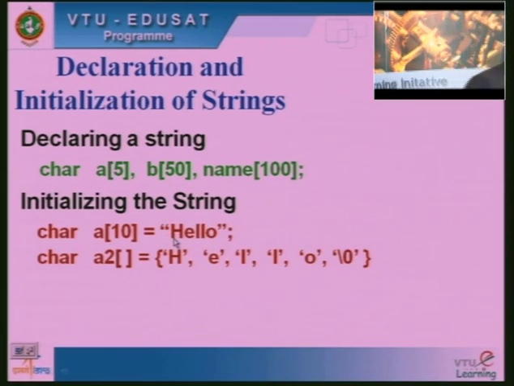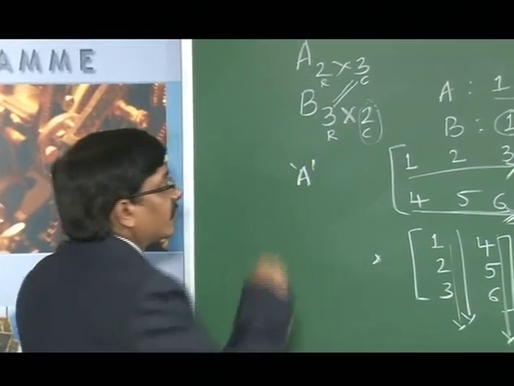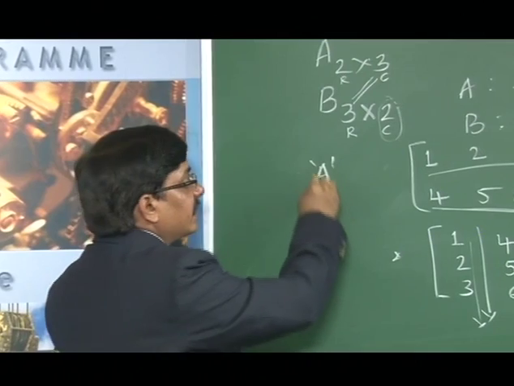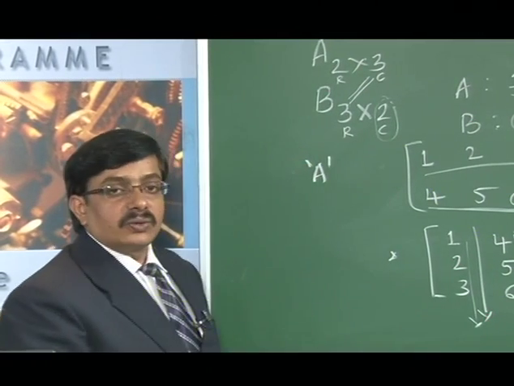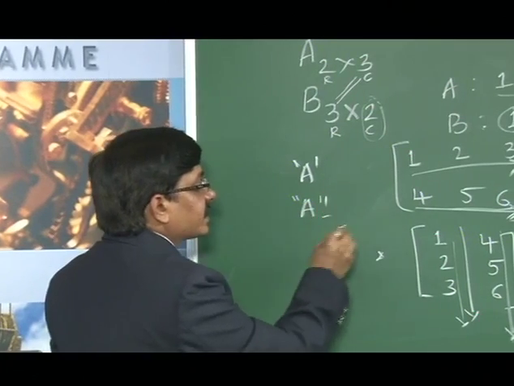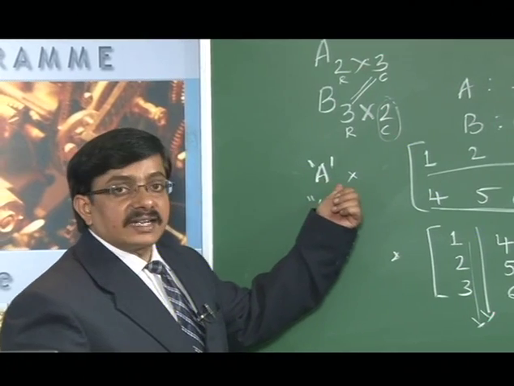One more thing here is, if I have just a within single quotes, then this a is a character. It is not a string, because it is enclosed within single quotes. Now, if I have the same a within double quotes, then this is a string. This is a string, whereas this is not a string. This is just a character, right?